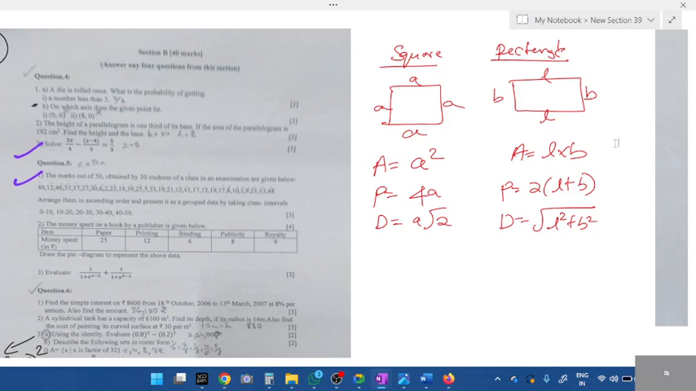And go through this, students. Area is equal to length into breadth. Perimeter is 2 into (l plus b). d stands for diagonal. Diagonal is a line from one point to another, like this. This is the diagonal.